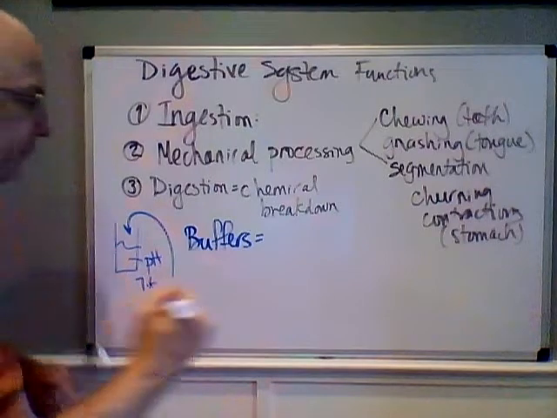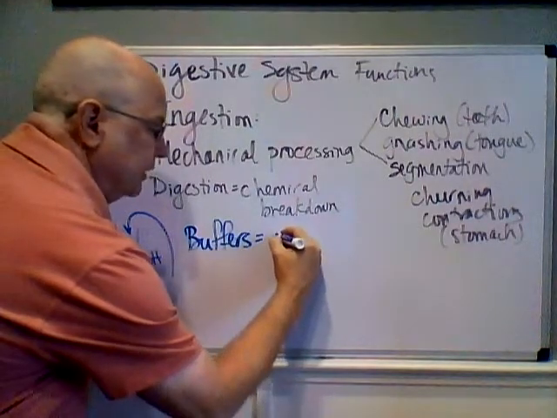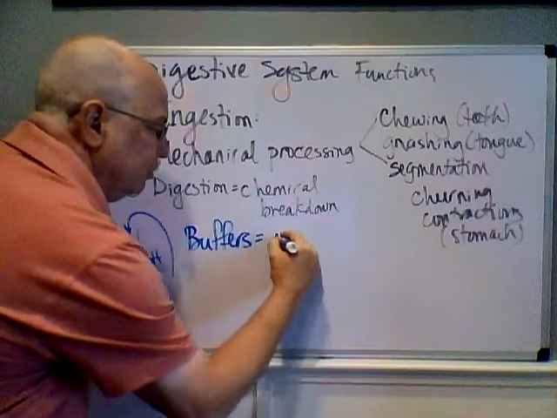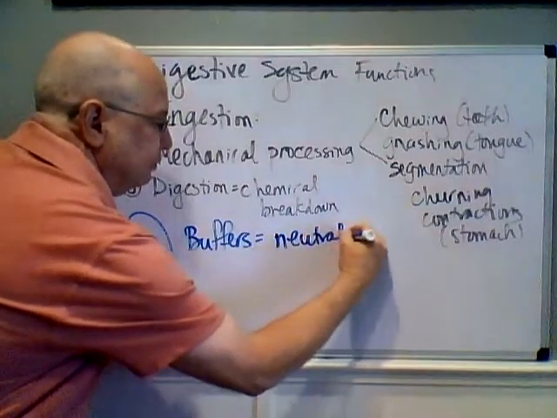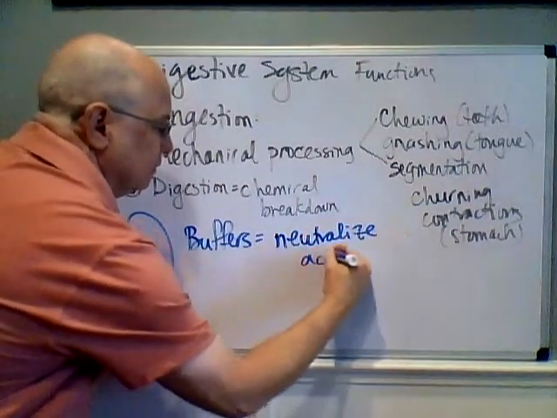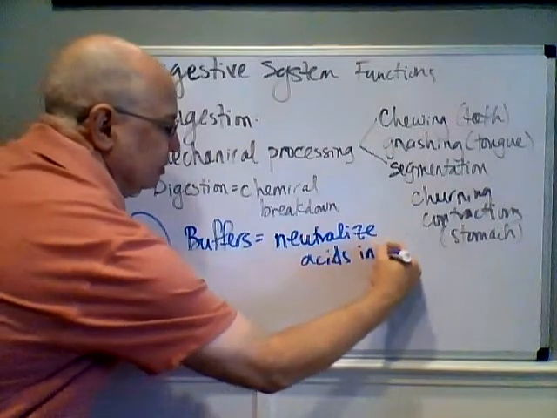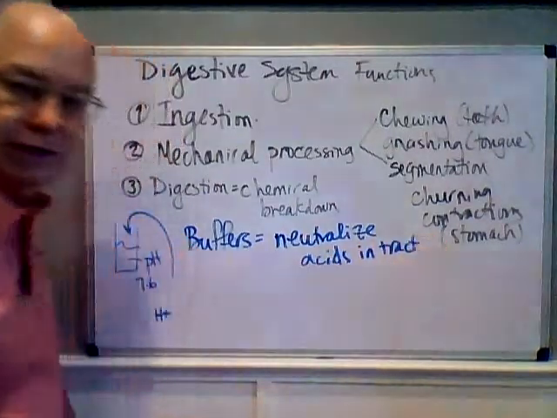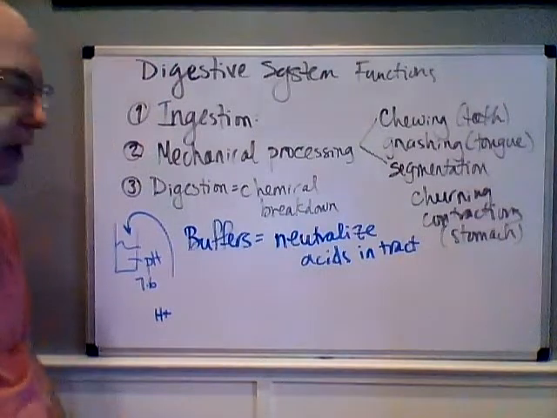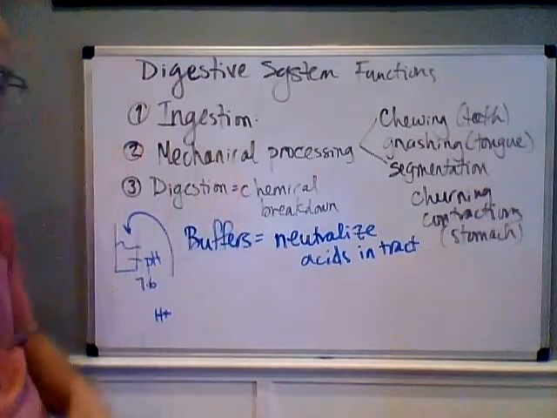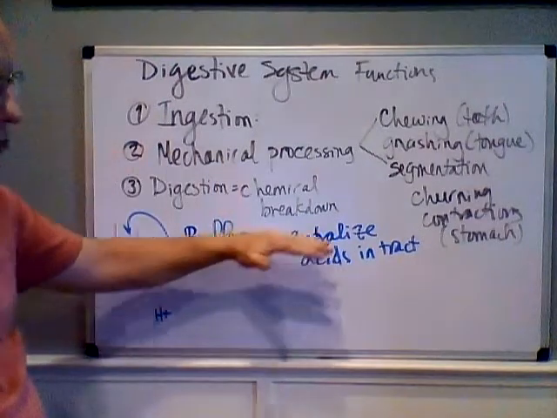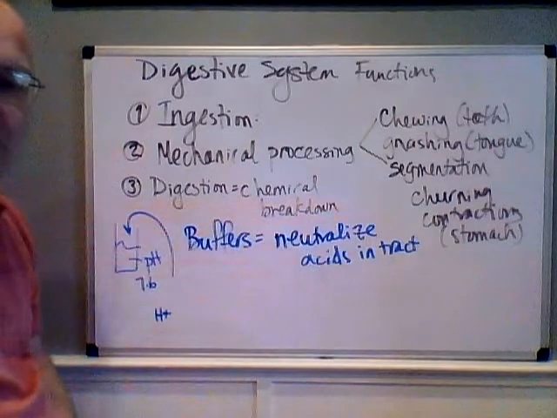And the primary buffer, for the most part, is going to neutralize acidic foods. It's going to neutralize acids in the tract. If you eat a very acidic food, you're eating pickles or things that are rich in acid, the buffers can help neutralize some of that. Also, they can help neutralize the stomach acid, and we're going to see how that happens.